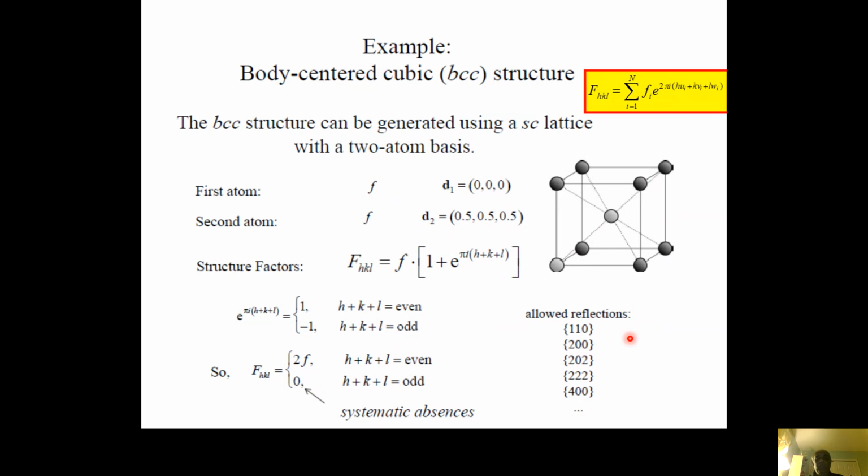So it's very easy to remember. If you have a BCC structure, you can only get reflections when the sum of the 3 indices is even. So if they are odd, you don't get a diffraction pattern from those planes.